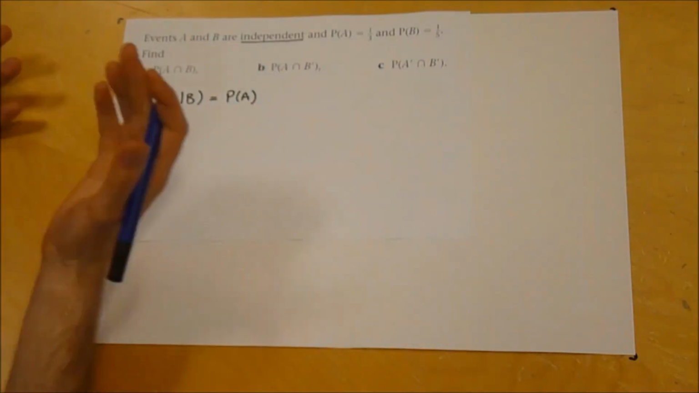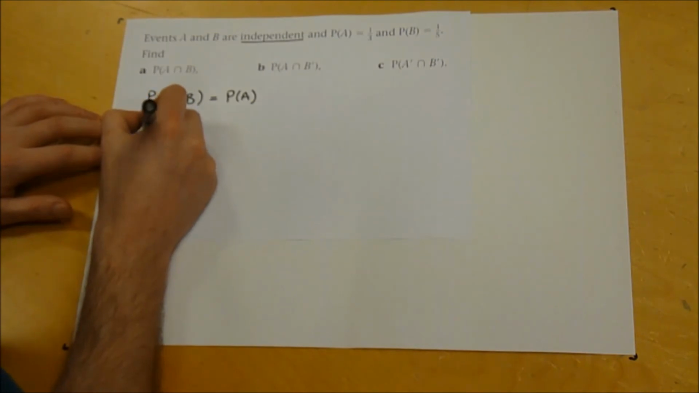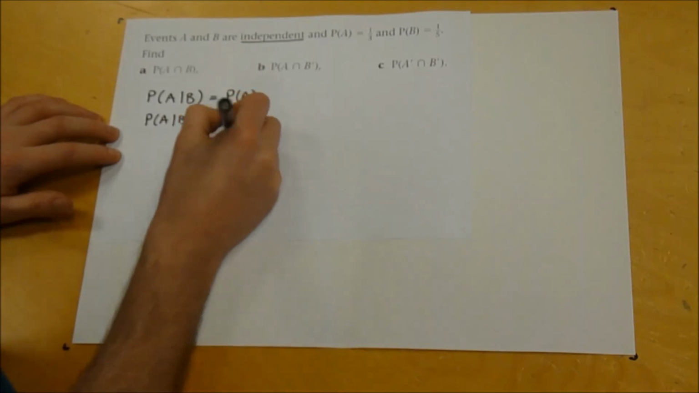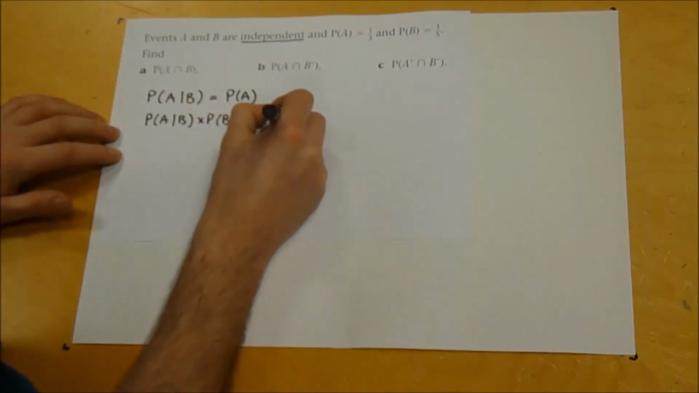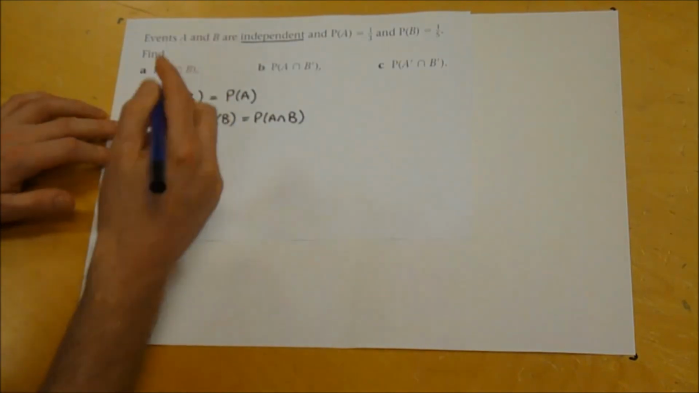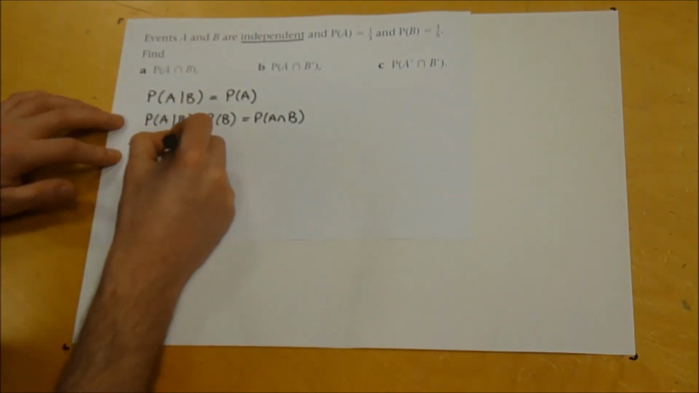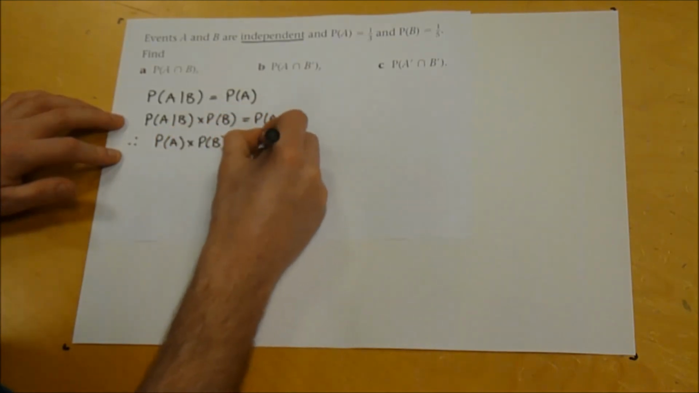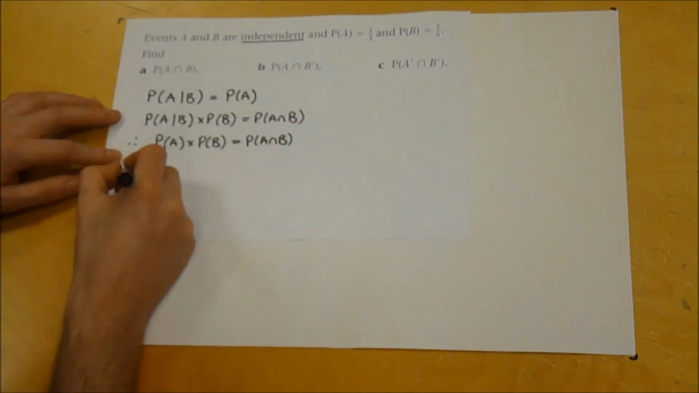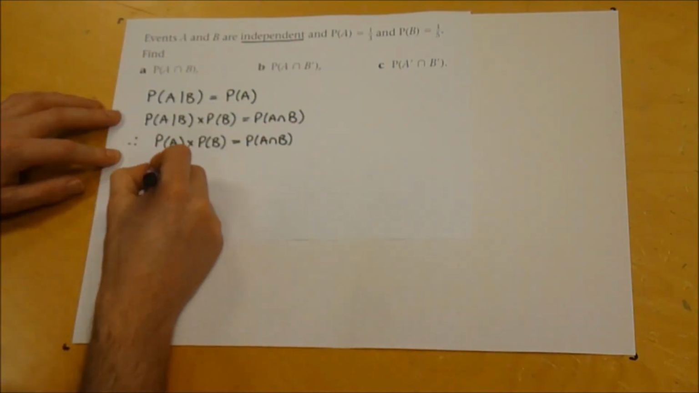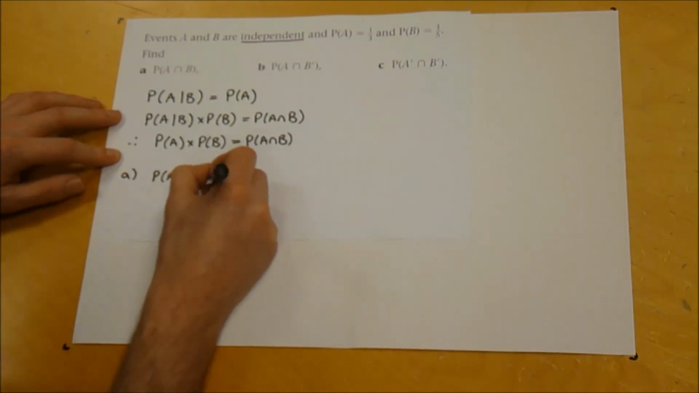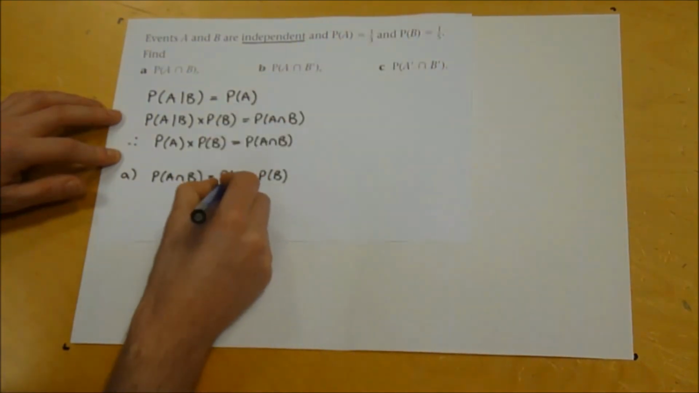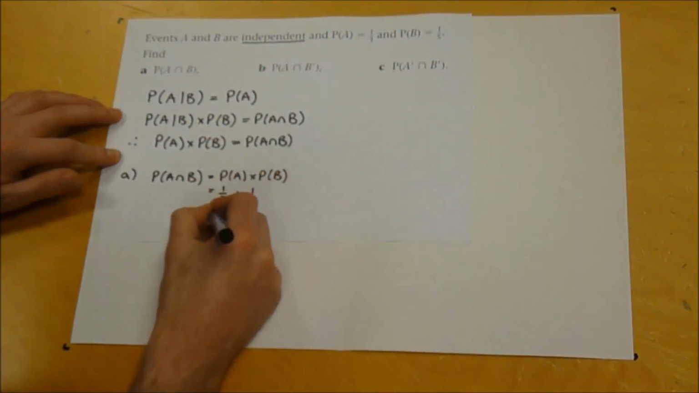So when we go to our multiplication rule, where we've got the probability of A given B times the probability of B is equal to the intersection, well, we know that this is just the probability of A. And so because they're independent, we know this is true: the probability of A times the probability of B is equal to the intersection. So to do part A, the probability of the intersection is equal to the probability of A times the probability of B, which in this case is 1/3 times 1/5, which we all know is 1/15.